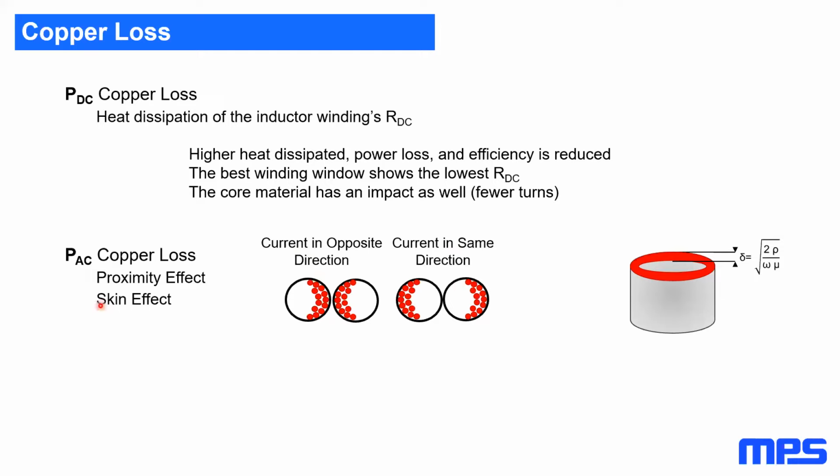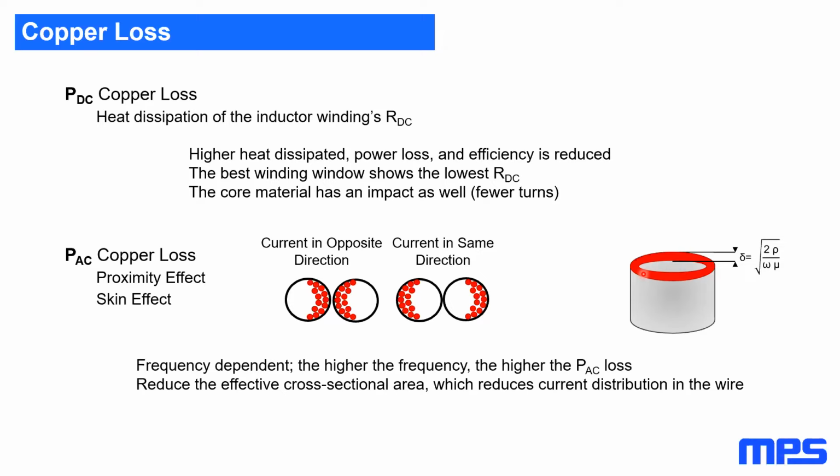When we talk about the skin effect, it's the tendency of the current to flow on the outer side of the wire. The higher the frequency, the thinner this skin will be. At the end, you are reducing the maximal cross-sectional area where current can flow, and reducing this cross-sectional area will increase the AC losses. This is very dependent on the frequency. The higher the frequency we have, the higher the PAC will be.